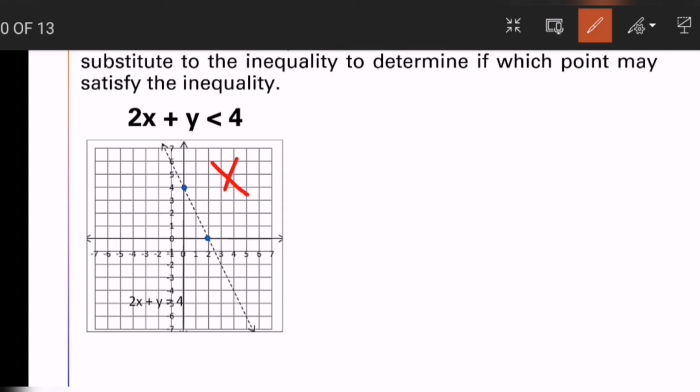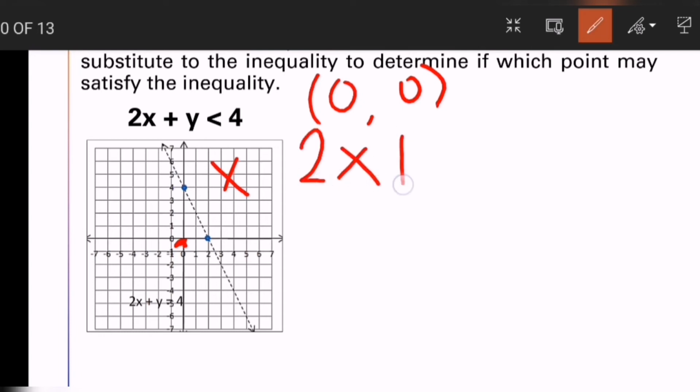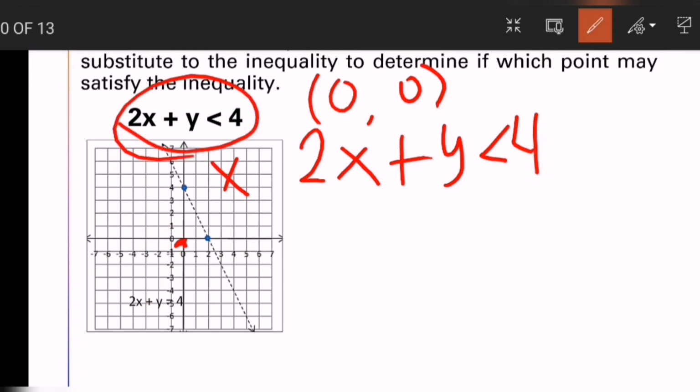So, pwede dito ang 0 and 0. So, ang gagamitin kong point ay 0 and 0 kasi ay nasa baba siya ng line. So, substitute ulit natin doon sa ating 2x plus y less than 4. Saan nanggaling ito? Given po. Yan po ang hinahanapan natin ng graph.